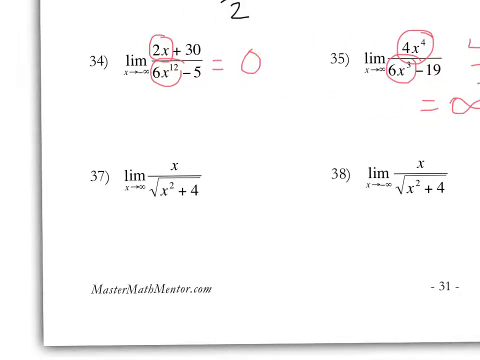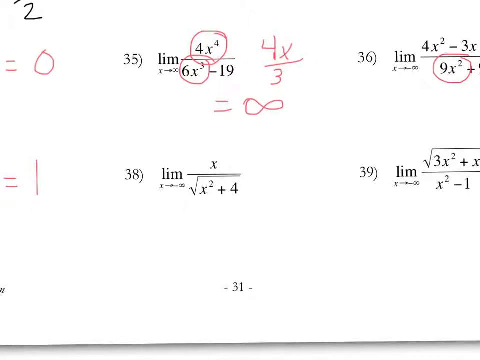We did one similar to this last class. We look at the square root of x squared, which is simplified to x. Now I compare the two. X over x is 1. Coefficients end up being 1 over 1, so the limit will go to 1.